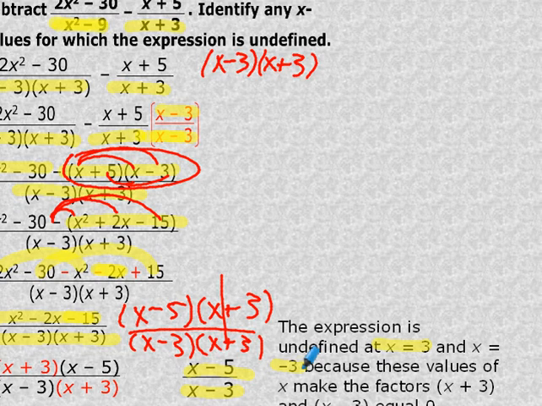All right, I don't have an example because that's really just like adding. Just don't forget to distribute your subtraction. We're going to move on to simplifying complex fractions.